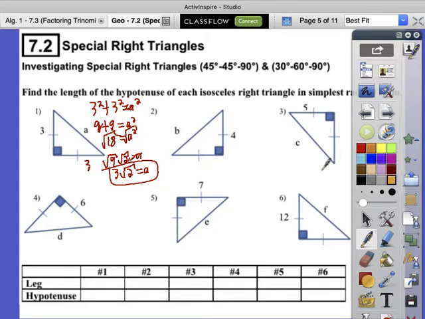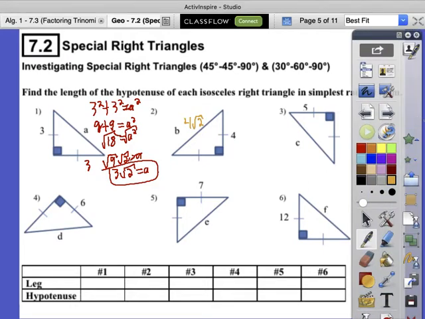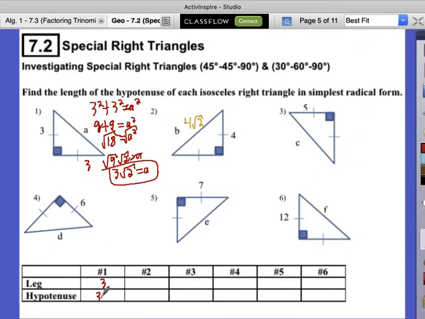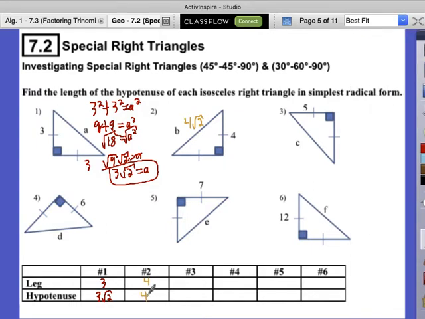Alyssa, just to prove I know your name, what was our hypotenuse on number 2? 4 times square root of 2. Okay. So if we go through the leg on the first one, we fill in this chart. The leg on number 1 is 3. The hypotenuse is 3 root 2. On the second triangle, number 2, the leg was 4. The hypotenuse is 4 root 2.